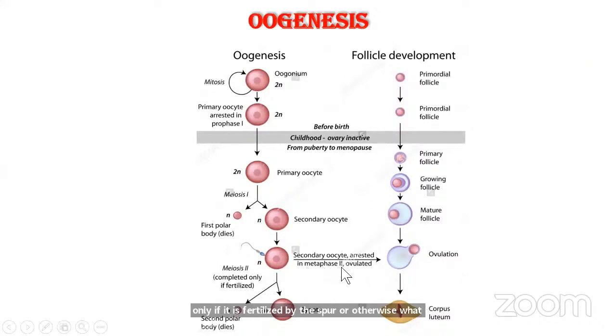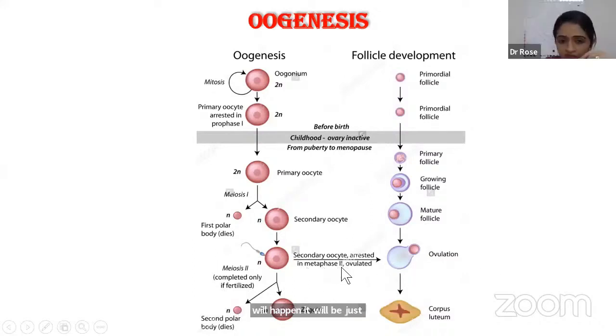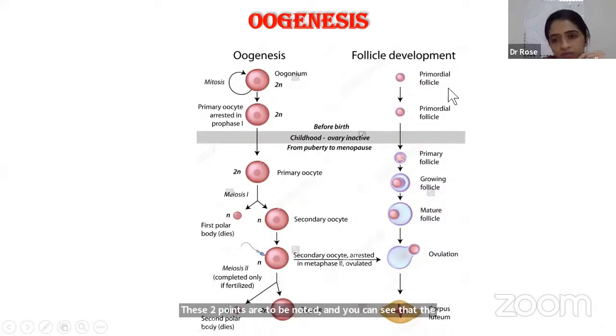The oocyte will still be in the metaphase of the second meiotic division. So that is very important. First arrested in prophase, then during ovulation, it is arrested in the metaphase. These 2 points are to be noted. And you can see that the change is happening to the follicle. It starts with the primordial follicle, then the primary follicle, then the mature follicle, then finally the Graafian follicle.